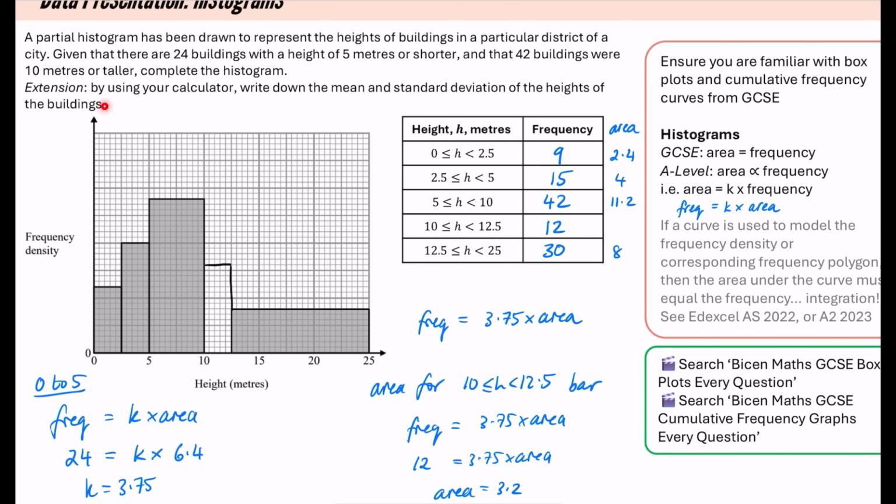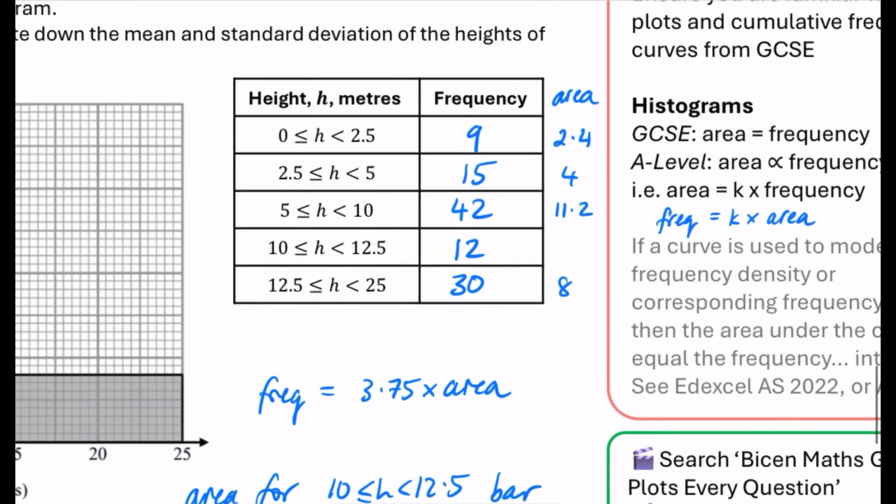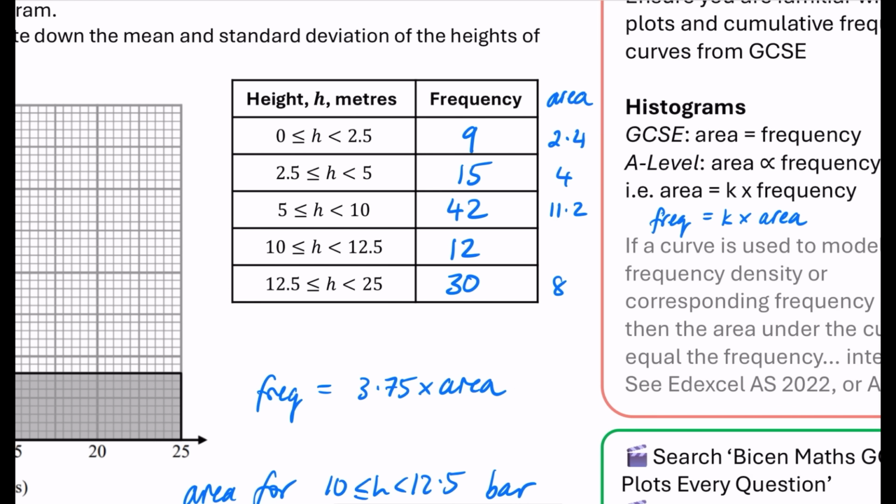Now, the last thing, the extension, is by using your calculator, you need to write down the mean and standard deviation of the heights of the buildings. Here I did it using calculations and typing things in. If it was just like a 1 mark question to find the mean, you can actually just type this into your calculator. You would need to use the midpoints, okay? So the midpoint of these two is 1.25, 3.75, 7.5, 11.25, and 18.75. You would type in your calculator, these are your kind of X values.